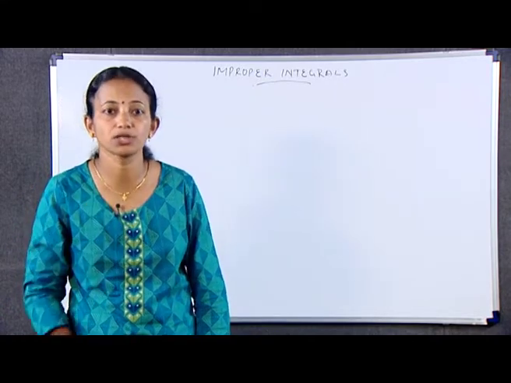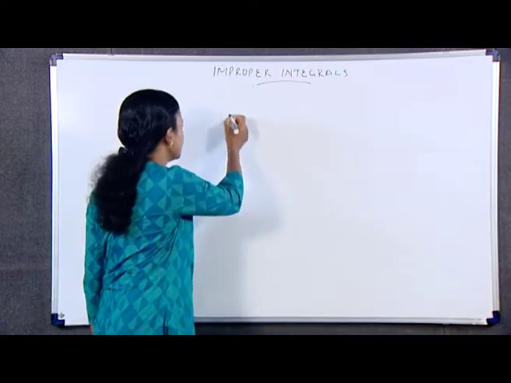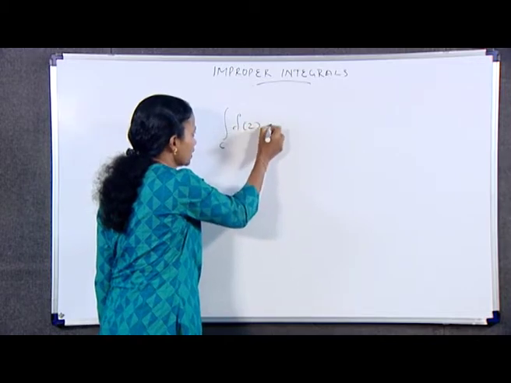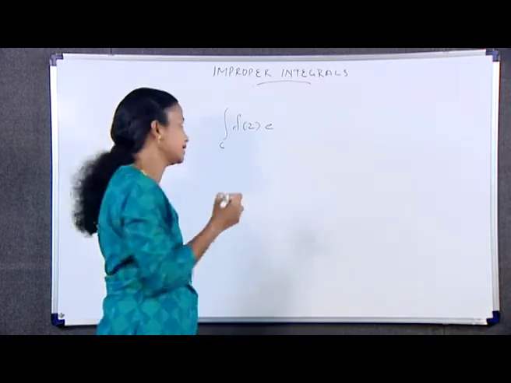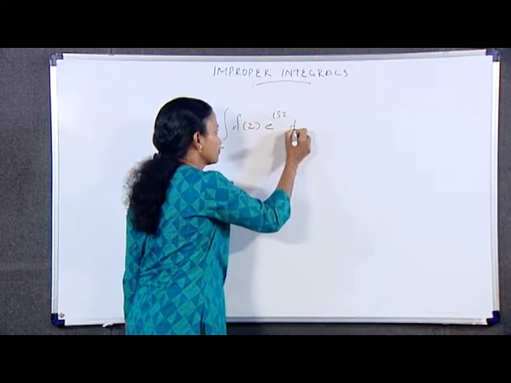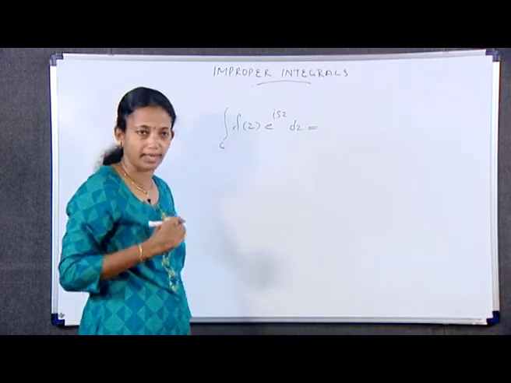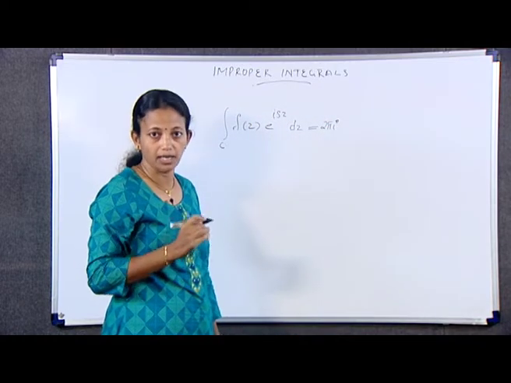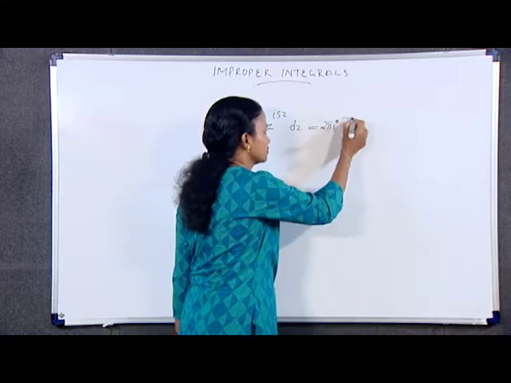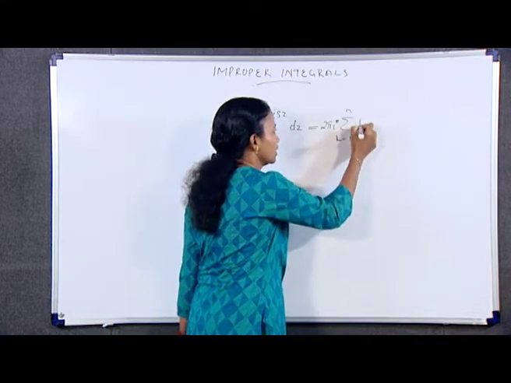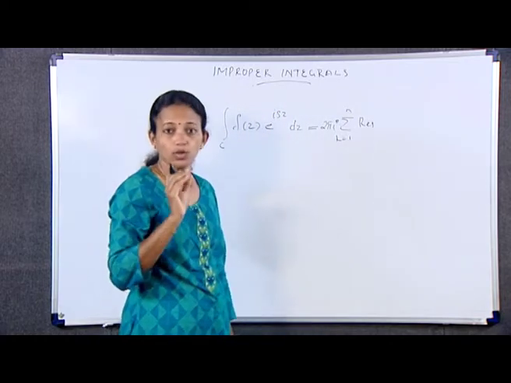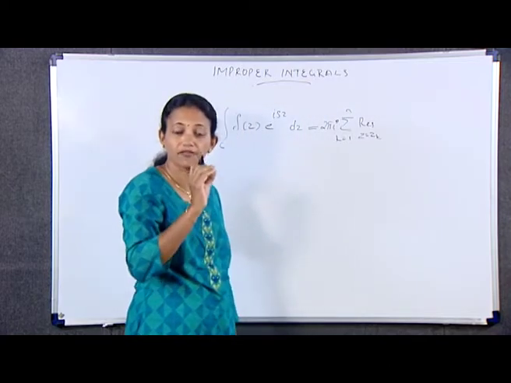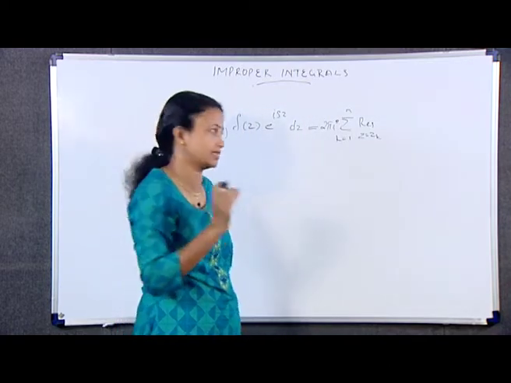By Cauchy's residue theorem, we have the integral over C of f(z) e raised to i s z dz is equal to 2 pi i times the sum, k varying from 1 to n, of the residue at z equals zk of f(z) e raised to i s z.